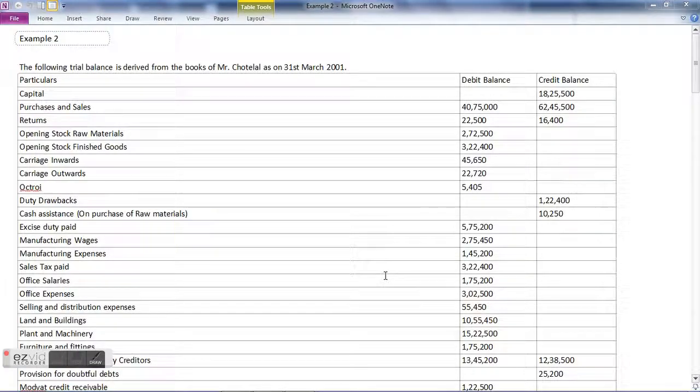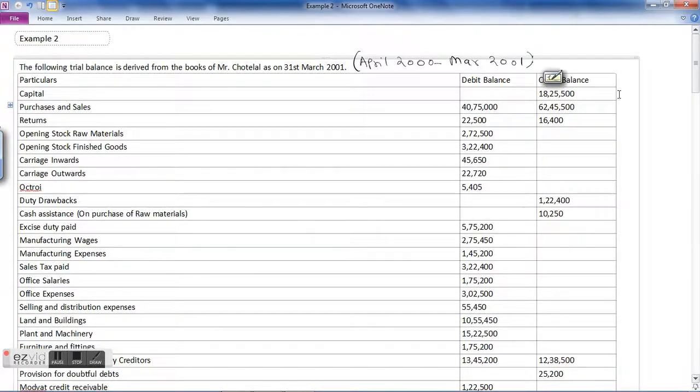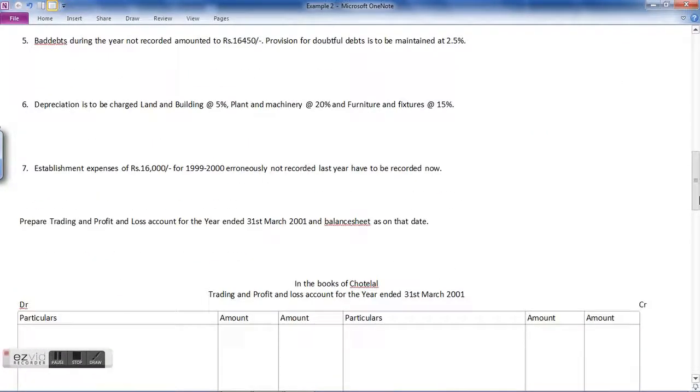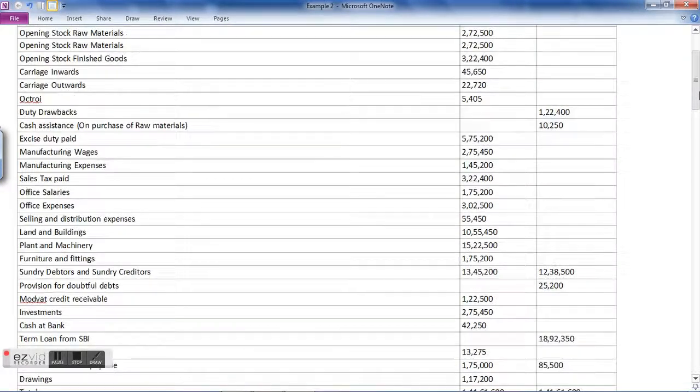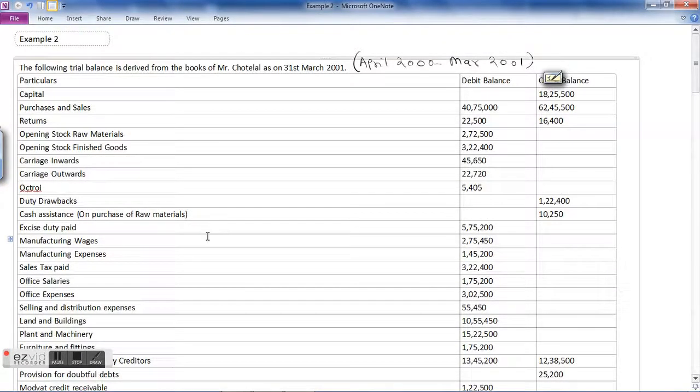Example of final accounts. Following is a trial balance derived from the books of Mr. Chote Lal as on 31st March 2001. So, Chote Lal is a proprietary concern. So, your financial year is April 2000 to March 2001. Okay, so we'll see all the items in the trial balance one by one, and then we'll move on to each and every adjustment which is given here. Okay, so let's begin.